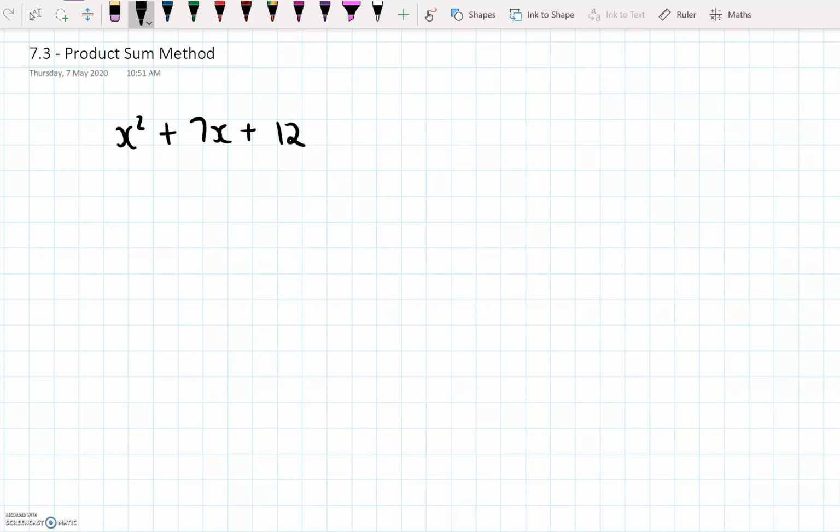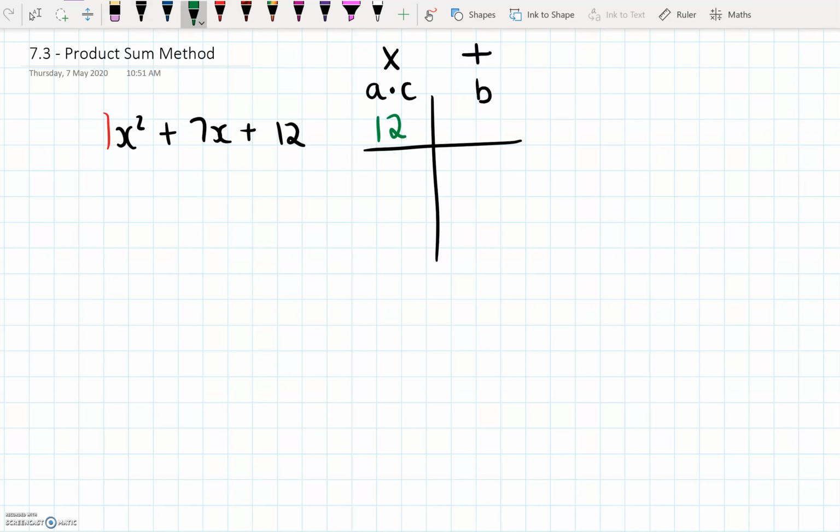Well, at the moment what you're doing is we're making our little table. We're saying a times c and b, and they have to multiply to give a times c and add to give b. Okay, so what are two numbers that multiply to give a times c? All right, so a times c in this case is, our a term is 1. So 1 times c gives us 12. Okay, and our b term is 7.